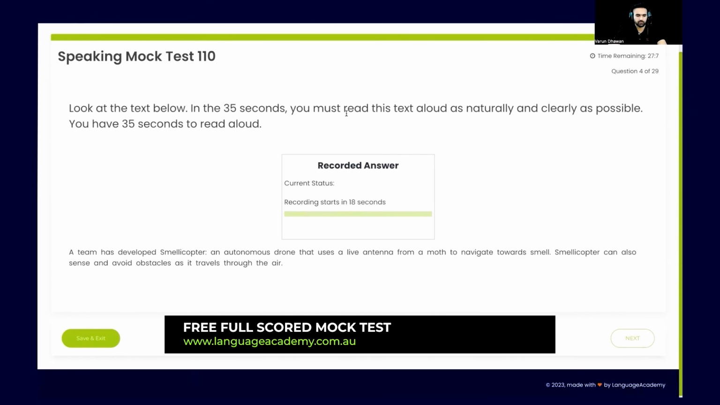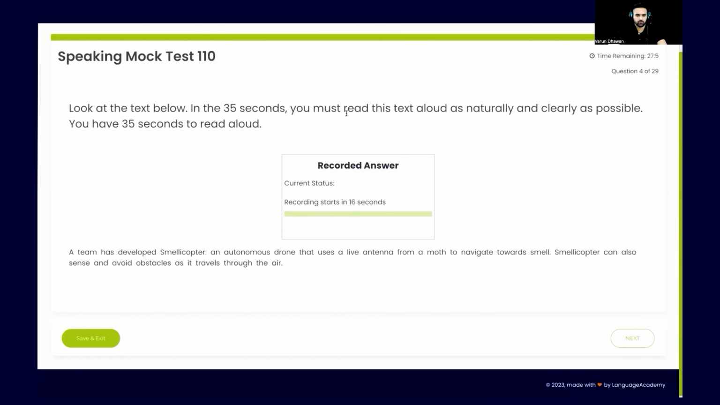A team has developed Smellicopter, an autonomous drone that uses a live antenna from a moth to navigate towards smell. Smellicopter can also sense and avoid obstacles as it travels through the air.